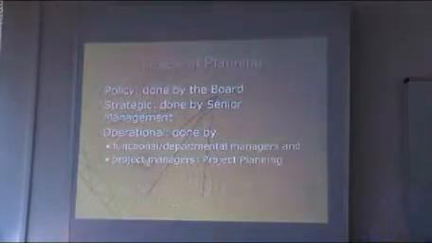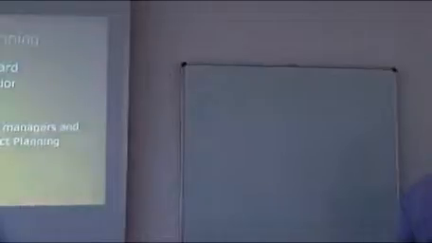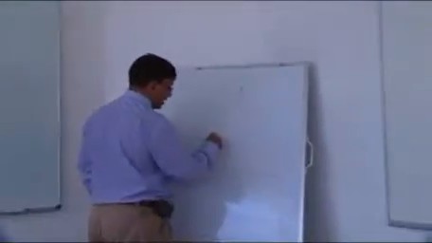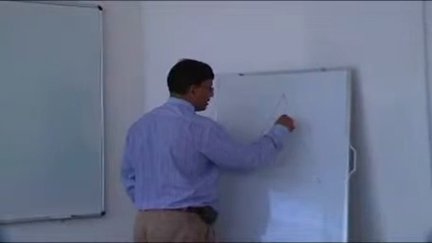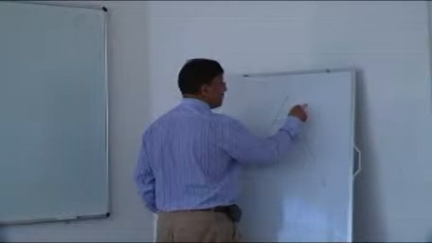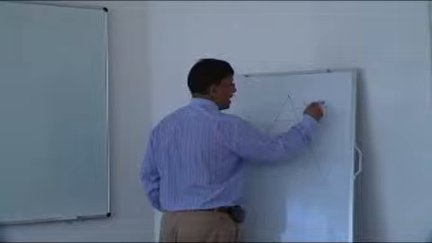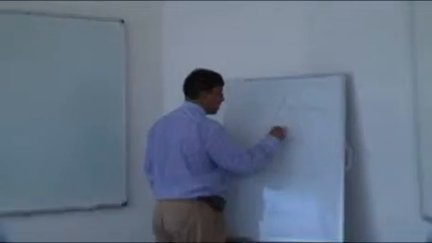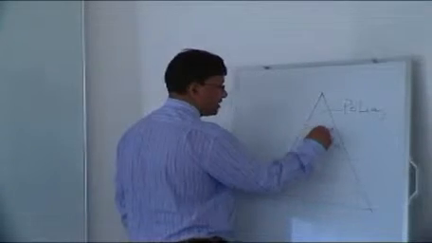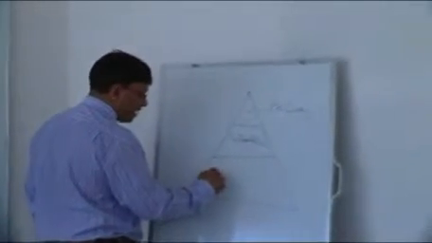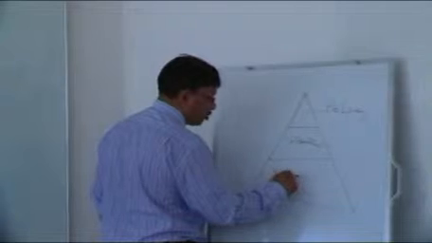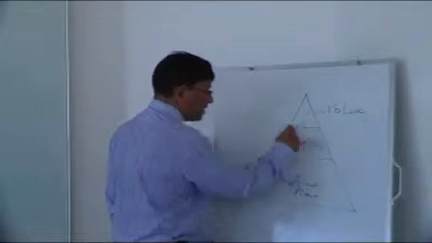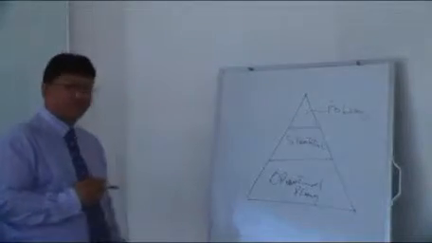If I draw it on this board here, you can see it actually looks like a pyramid. Policy planning is done at board level, then there is strategic planning, which is the second level, and here is operational planning. Can you see how tightly knit these things are?